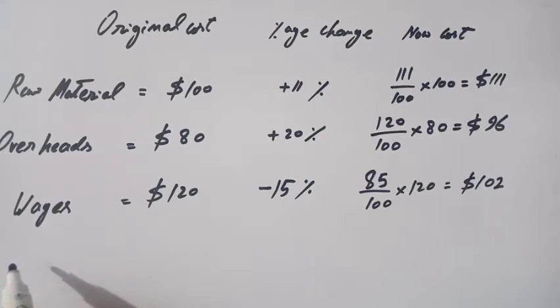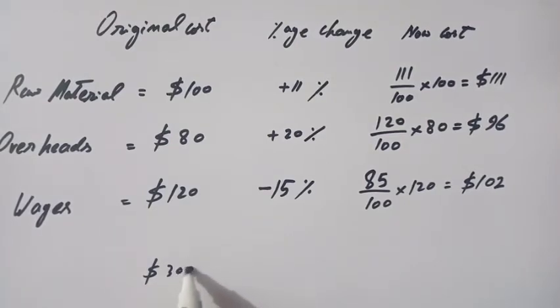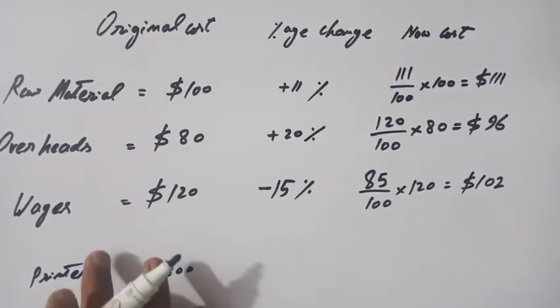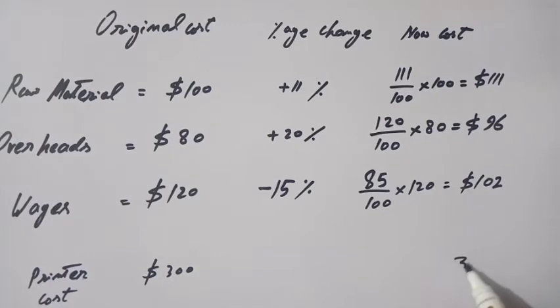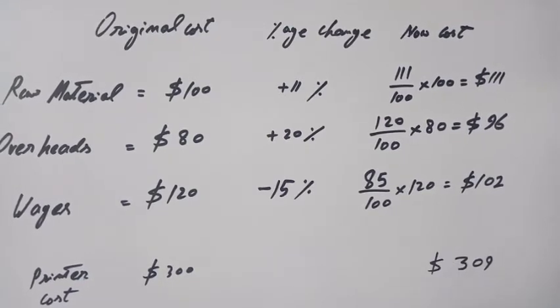this total cost becomes the cost of the printer. This total original cost would be $300. This is the original printer cost, and after some increase or decrease, the new cost, adding up all these, is $309. Total new cost is $309.